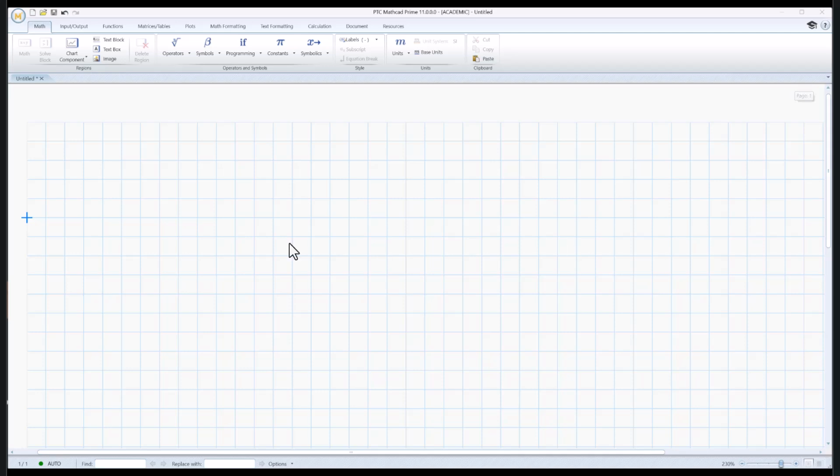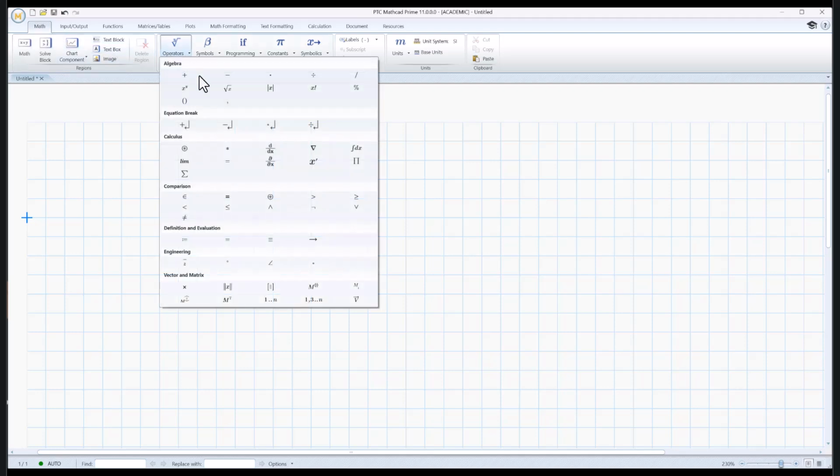If you go to the Math tab right up here and click under Operators, see that right arrow right there that says Symbolic Evaluation? That's an equal sign, and that's where you're telling Mathcad, I want to know something, but I want to know it in symbolic terms, not numerical terms.